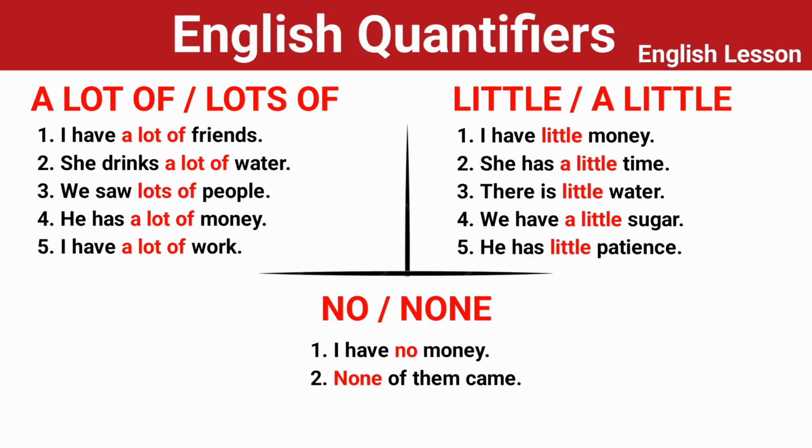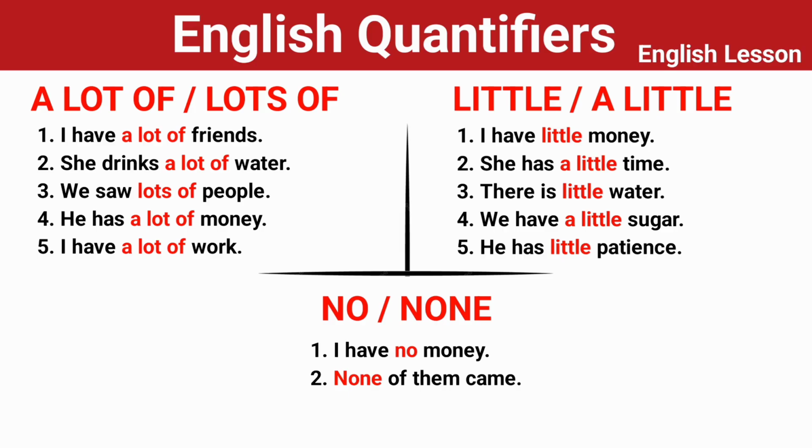A lot of, lots of. A lot of means a large amount or a large number of something. Lots of means a large amount or a large number of something. For example, I have a lot of friends. She drinks a lot of water. We saw lots of people. He has a lot of money. I have a lot of work.